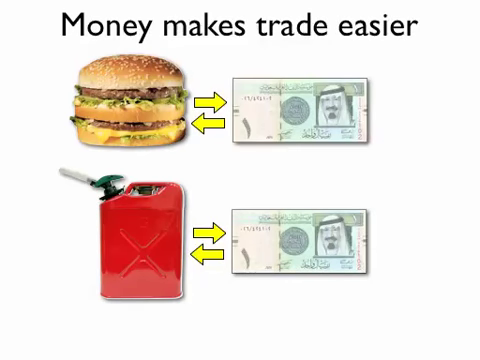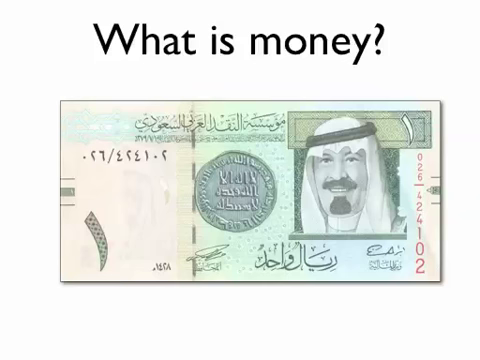Now, money actually makes trade much easier because I can trade Big Macs for reals and I can trade gasoline for reals, and then I can trade those reals back and forth. Being able to have money makes trade much, much easier than having to barter. So money plays a very key role in the development of an economy.